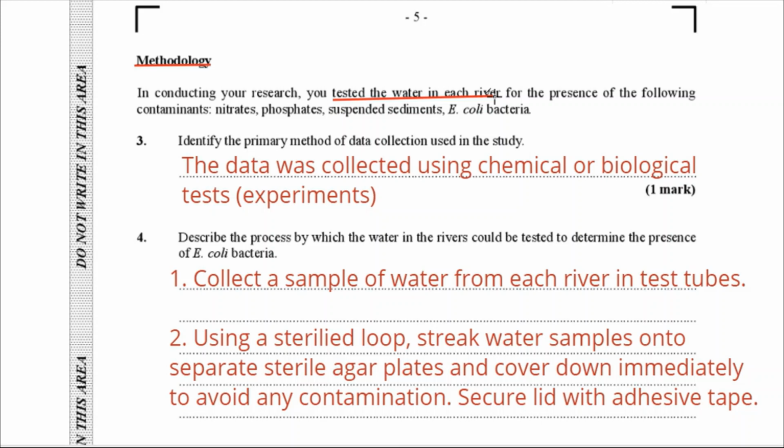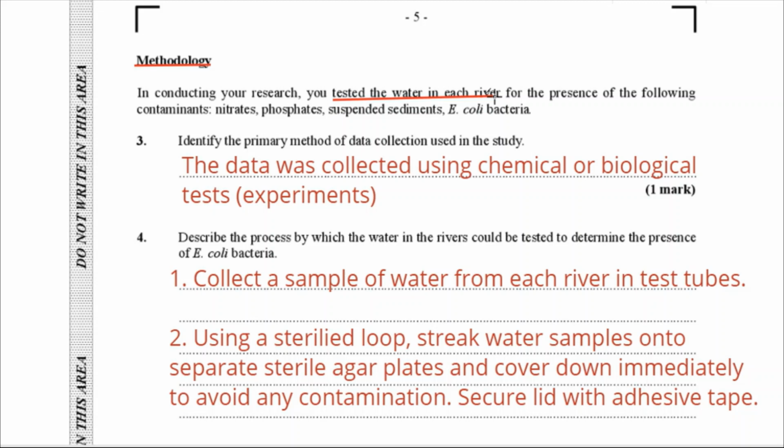So it says to identify the primary method of data collection used in the study. It just said that you're conducting tests on the water. So the data is going to be collected using chemical or biological tests, experiments. So it's experimental data that you would be collecting. You have to conduct some kind of experiment, some kind of test to get the information needed.